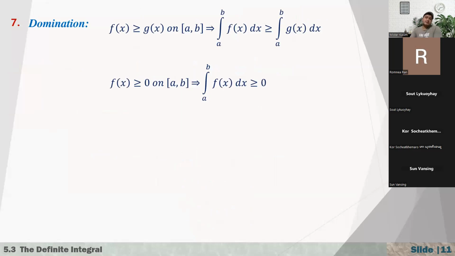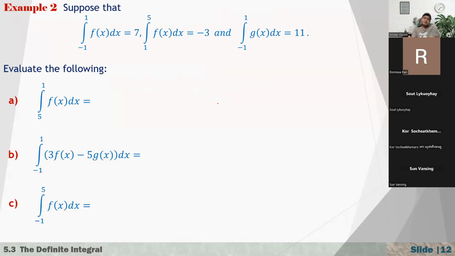And domination, like limits: if f of x is greater than or equal to g of x on the closed interval [a, b], then the integral of f of x from a to b is also greater than or equal to the integral of g of x from a to b. And if f of x is a non-negative function on the closed interval [a, b], then its definite integral is also always non-negative. It must be non-negative. Okay, these are the most important properties of the definite integral.